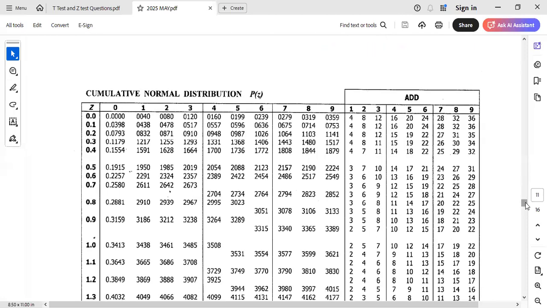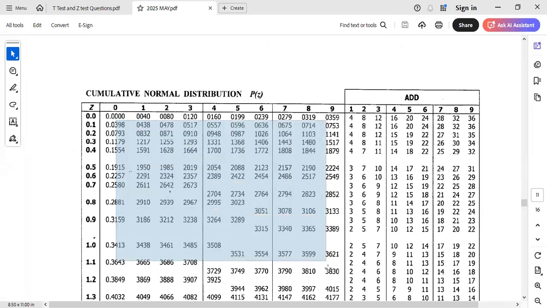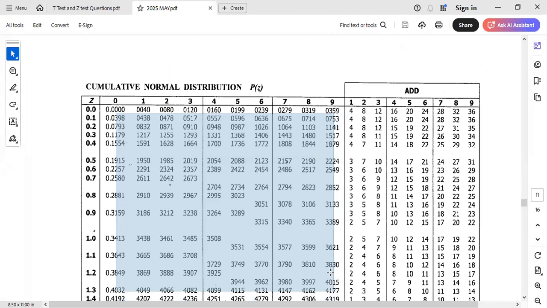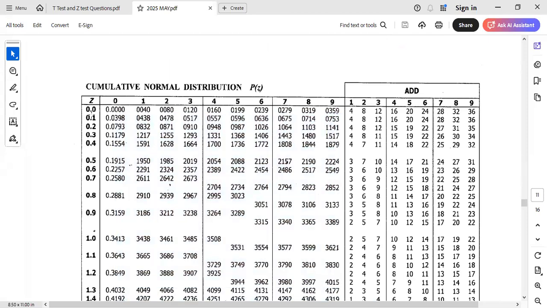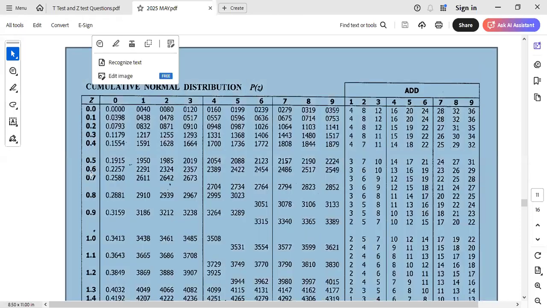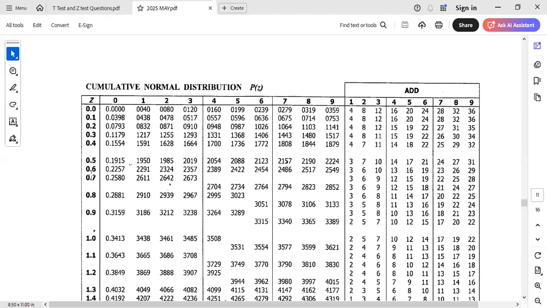So the values you see inside the table are all probabilities. Now, the value of Z will be this. We start by reading. Since we have the probability and we are looking for the value of Z that gives us that probability, we first look for that value.